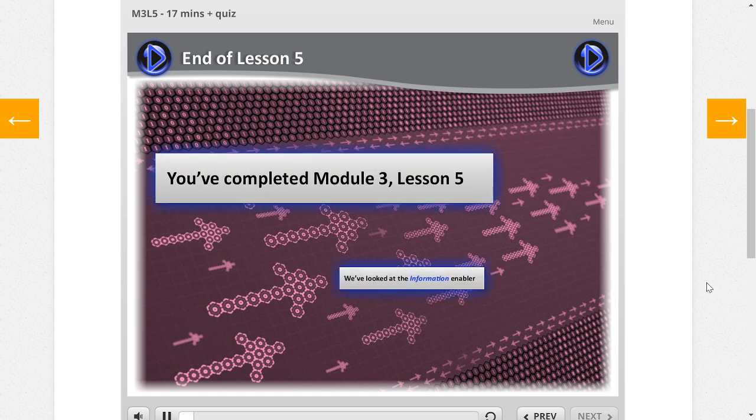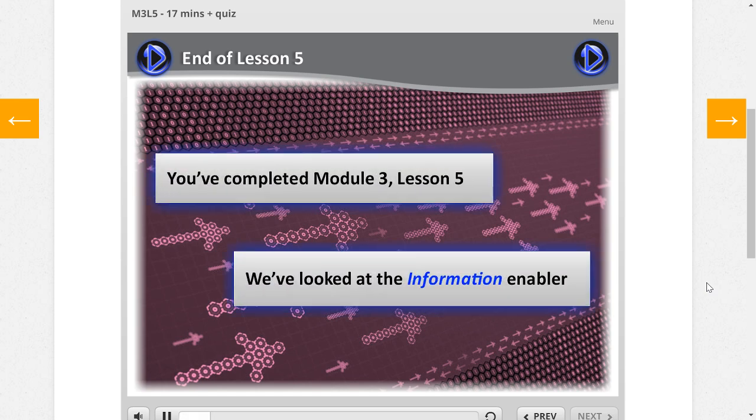That completes this lesson on the information enabler. In this lesson you learned about information quality attributes, the information cycle, and the 6 layers. We've studied some complex concepts in this lesson that are important for your exam. Why not take some time to update your study notes before you move on? Don't forget, you can contact a tutor if you've got any questions.